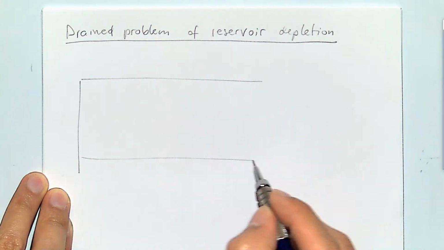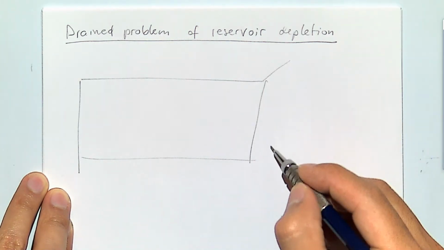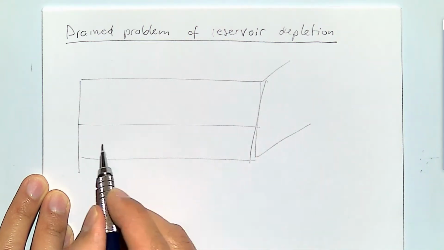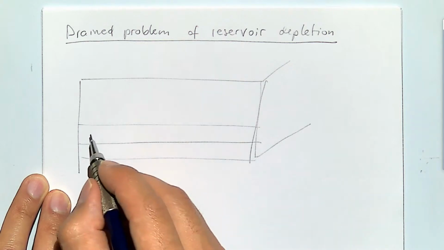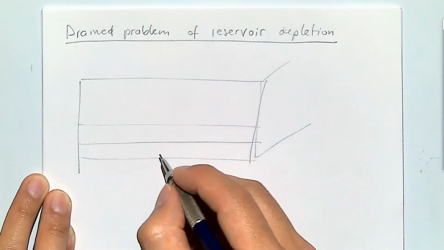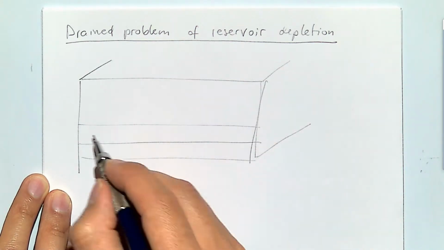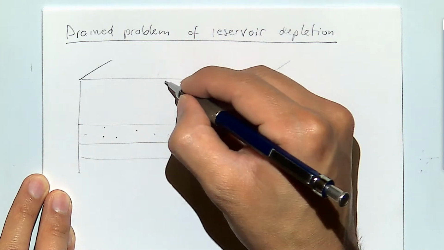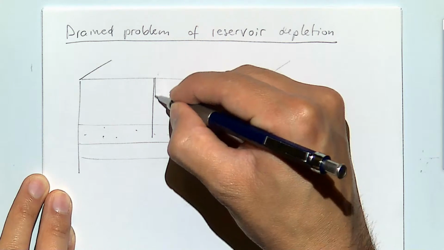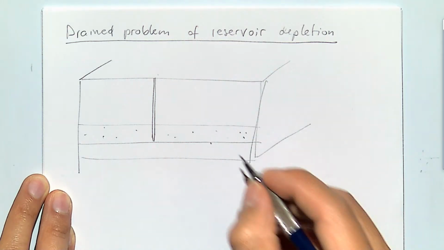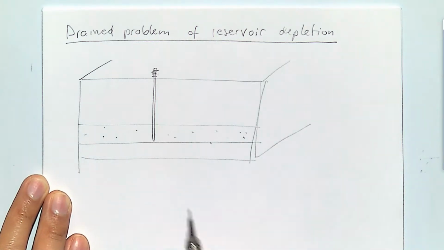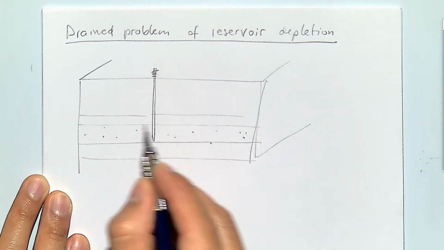Let's say that we have a block, and into that block we have a reservoir. Into that reservoir we drill a wellbore, and then we start to deplete that wellbore. Here we have a cap rock.